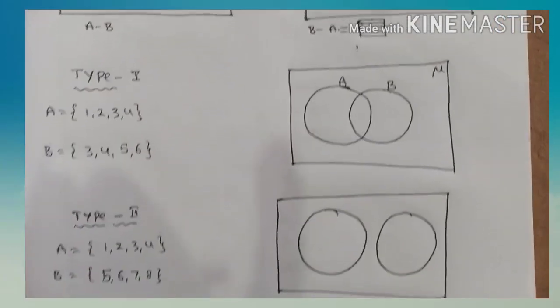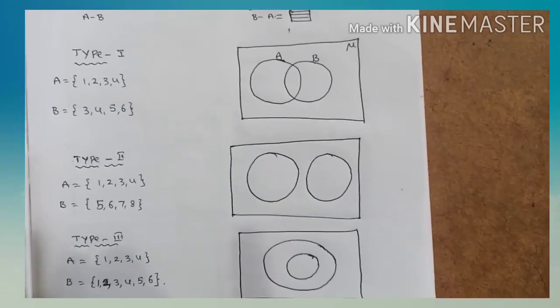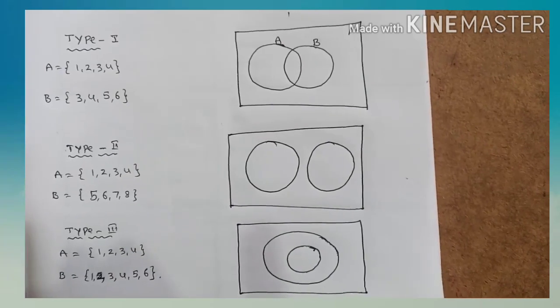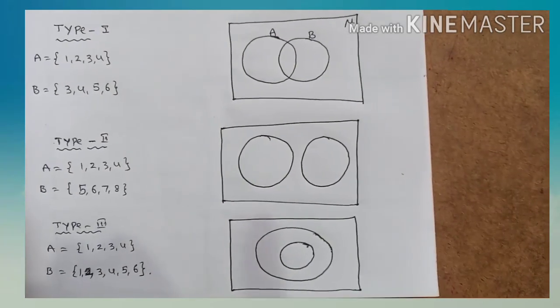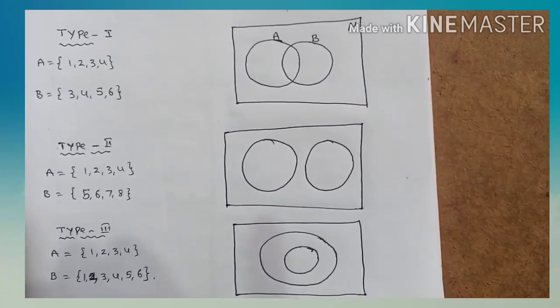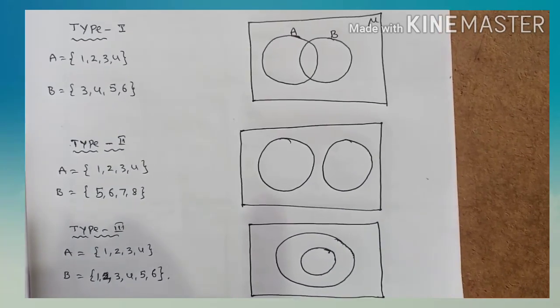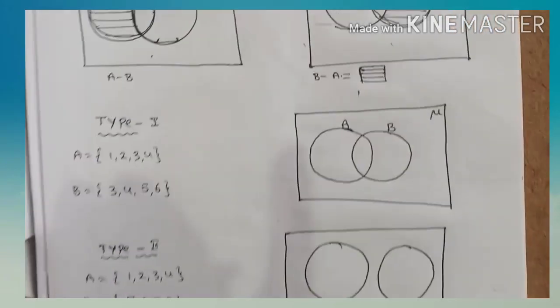These are the types. I think you have seen all these diagrams. Type 1 diagram, type 2 diagram, type 3 diagram. Have you ever seen these diagrams? In which case we have to write which type of Venn diagram, and what is the identification in that? Let's see the type 1 diagram.